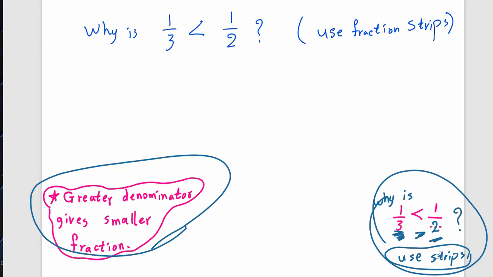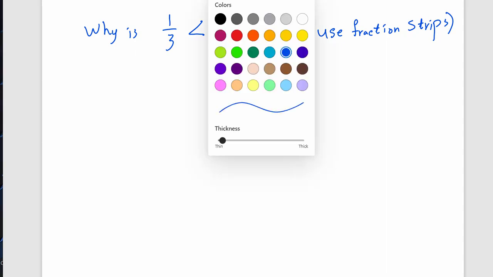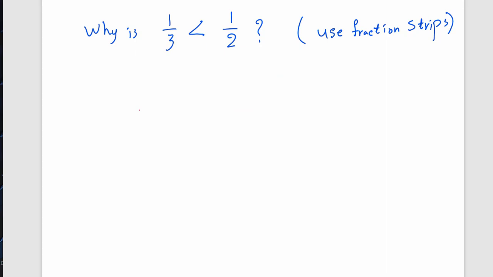So let's see how to do this. I'll erase this, we don't need it. And let's start first. Do you know, my heroes, when we start to draw a model to compare two fractions, the first thing that we do is drawing the whole, right? Okay, let's start by drawing the whole one. I will draw here the whole one. So this is the whole one.